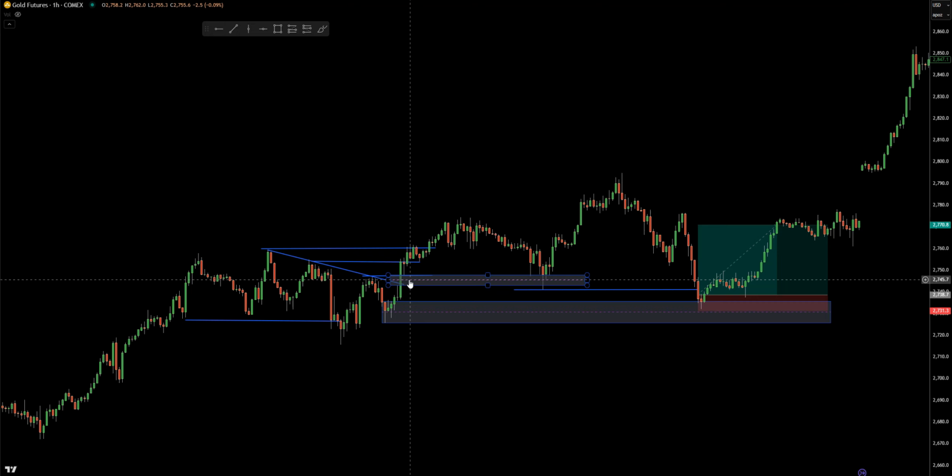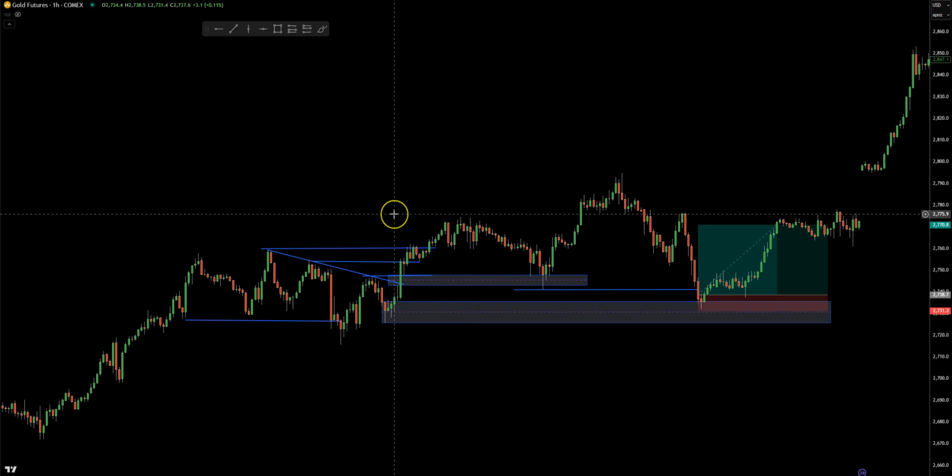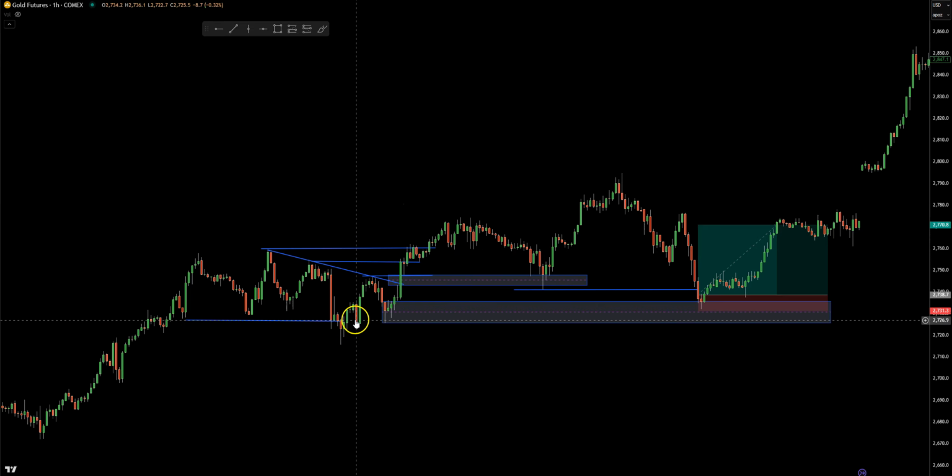Either one of those would have been fine. We didn't necessarily need this little structure here before. It could have just come down, made this red candle here, and then just shot up as well, and that would have been a perfectly valid reason to draw this zone out. Kind of hard to say in hindsight. We don't know where price would have been based on where the orders would have been for that to happen, but it would have been a valid zone nonetheless.